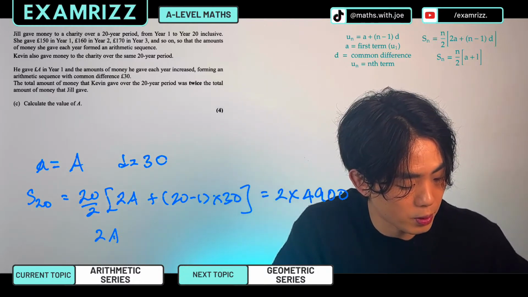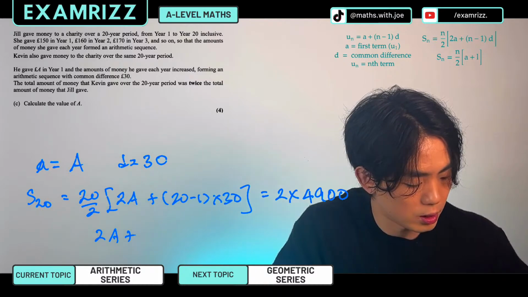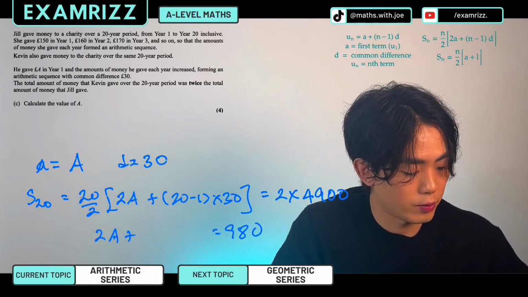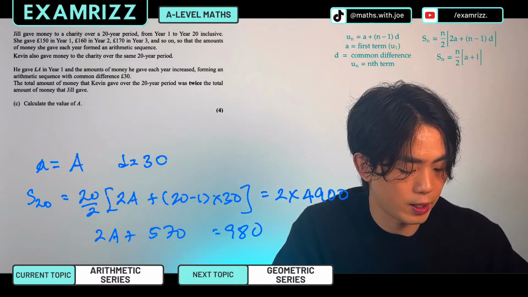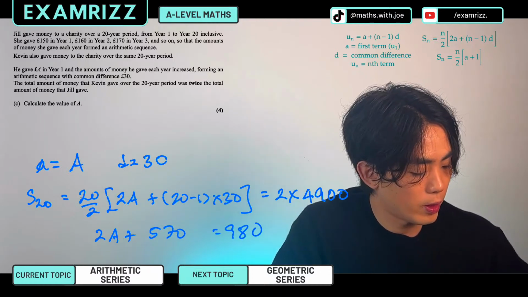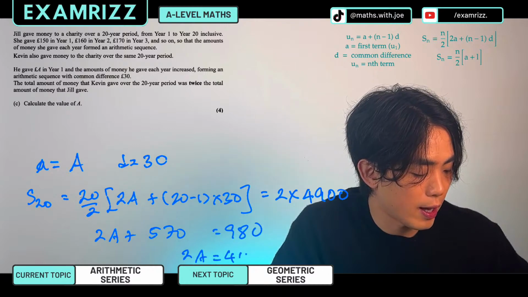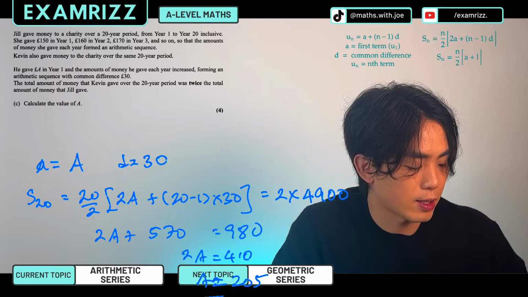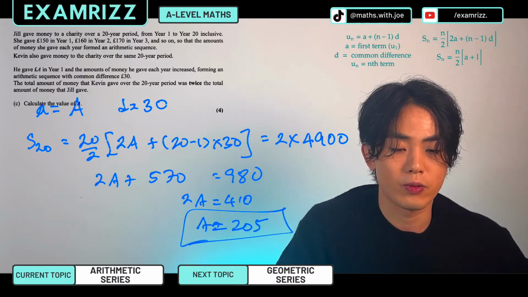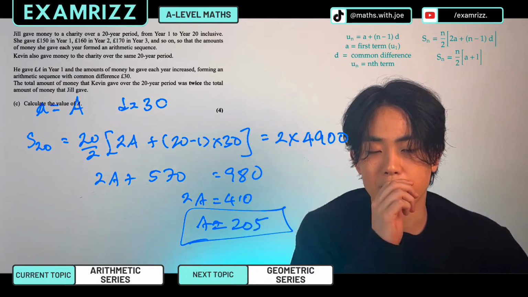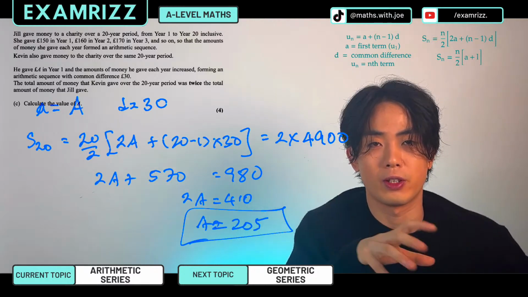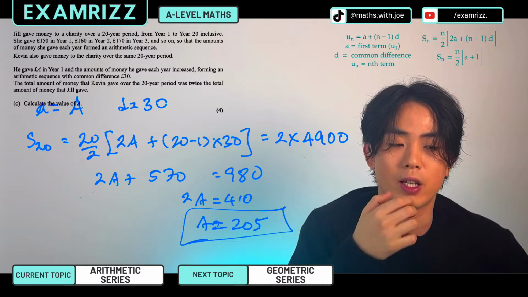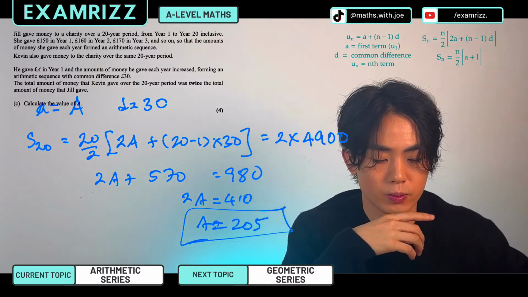We have 2A plus 570 is equal to 980. 2A is 410, so A is going to be equal to £205. That's the initial amount Kevin used to give in the very beginning. So it's basically creating two different arithmetic formulas and then linking them together by the extra information that we are given in the question.